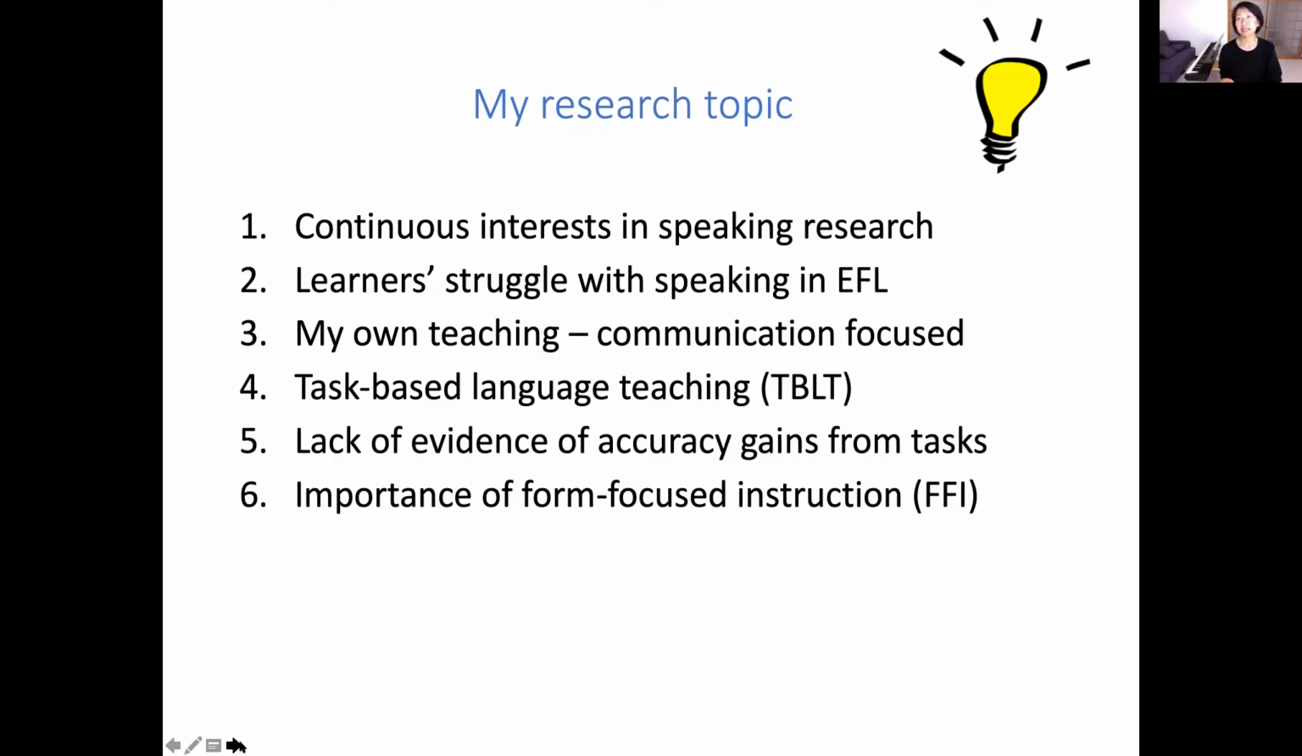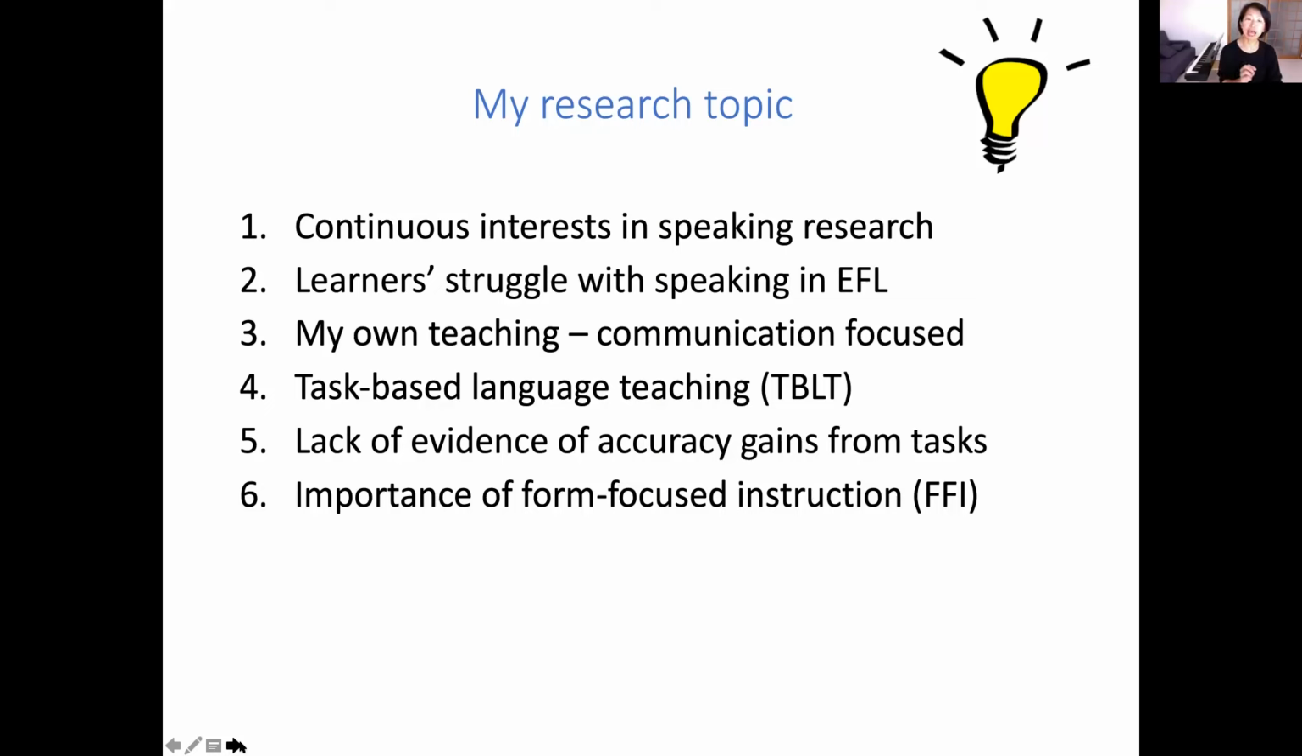I do a lot of tasks in my own classrooms, and I found that although students become more fluent, in other words, they appear to be more proficient after completing the tasks, they still sometimes make very basic grammatical mistakes. So in the field of speaking proficiency development, there is a lack of evidence of accuracy gains from doing tasks, and I feel that this is probably what I want to focus on.